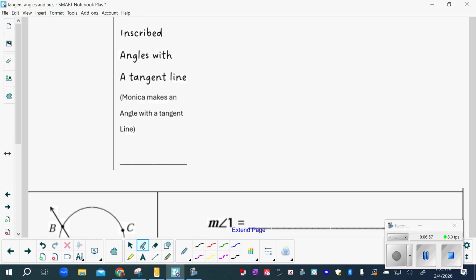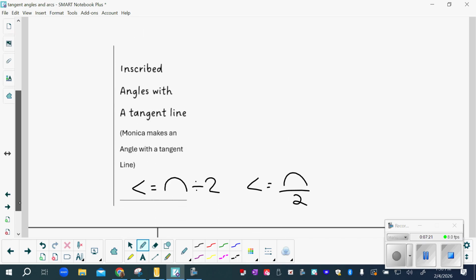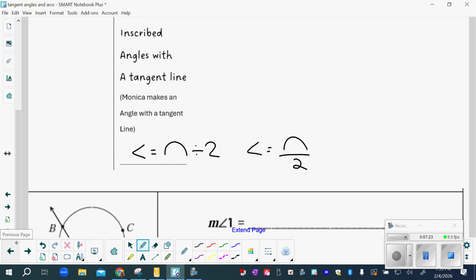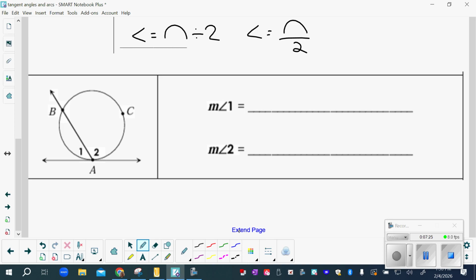And here's the formula. The angle is always the arc divided by 2. And if you like it like that, that is awesome. If some of you like it like this, because I think this is more fun, divided by 2. Here's what we remember. The angle is the little guy. The arc is the bigger guy. So here's what we're looking at.